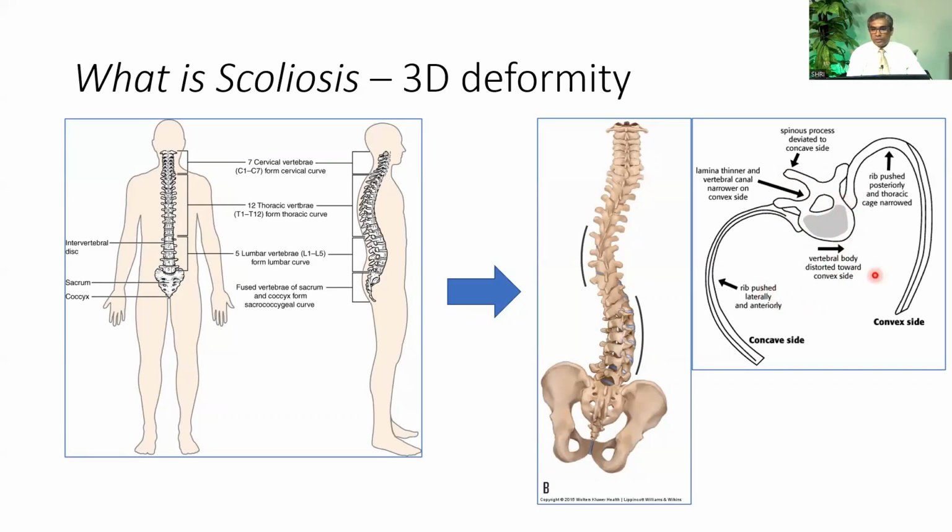And especially when it comes to the thoracic spine, because of the rotation of the vertebra, the ribs which are attached to those vertebra also get deformed. So as they rotate, one side pushes upwards, thus forming what you call the rib hump, as you can see in this picture. So I hope you can see.